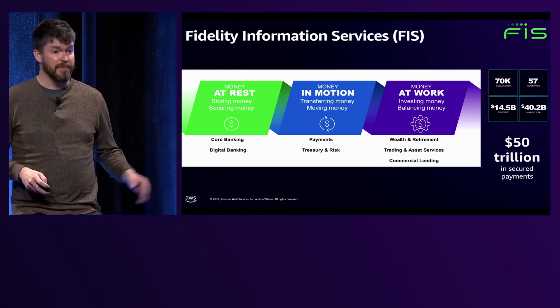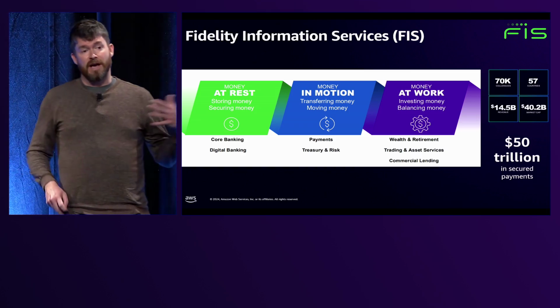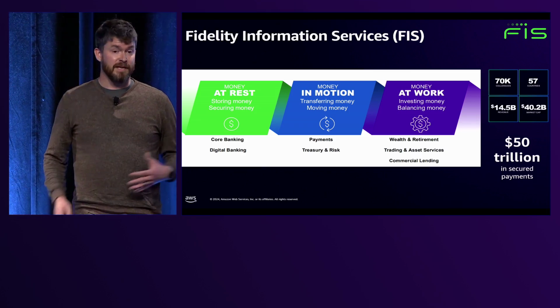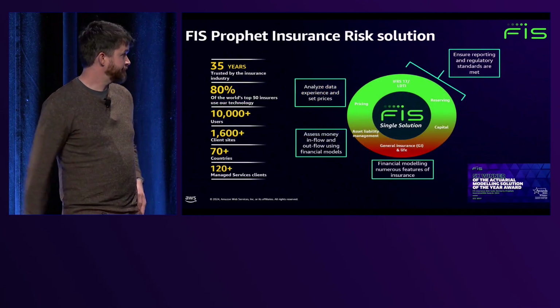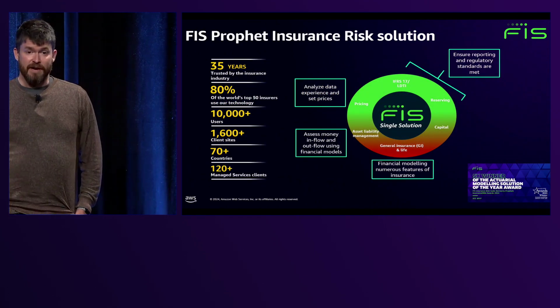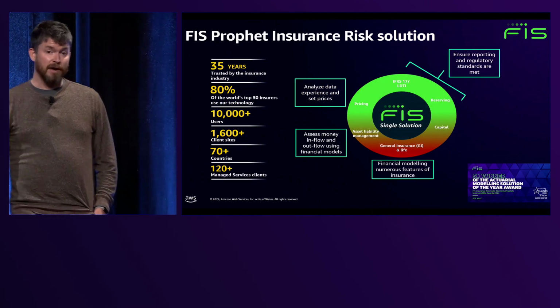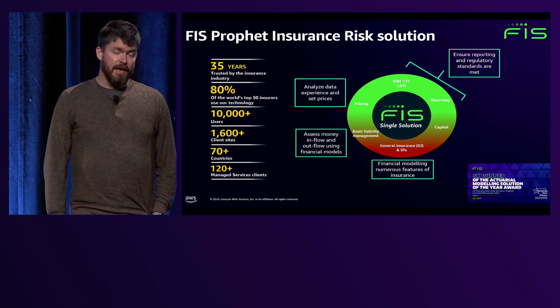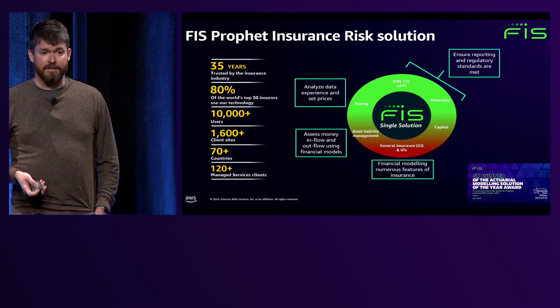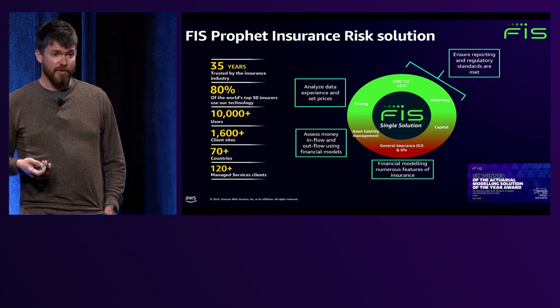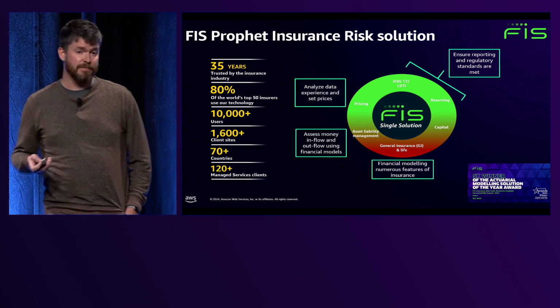I'm not here to talk about banking. I'm here to talk about how we've used Amazon Verified Permissions in our solutions, and that is where FIS Profit comes into play. So what is FIS Profit? It is an actuarial modeling platform, and it is a very successful platform. We have 80% of the top 50 insurers around the world using FIS Profit in some capacity.